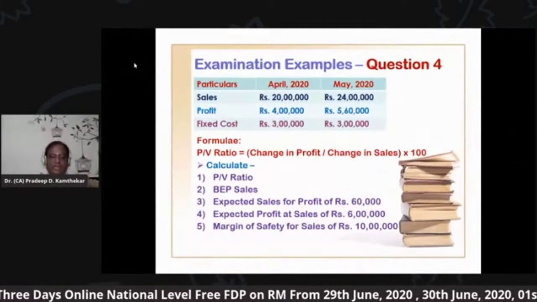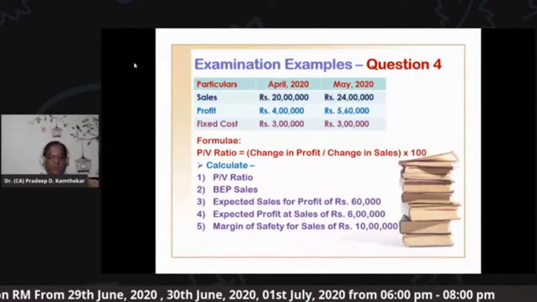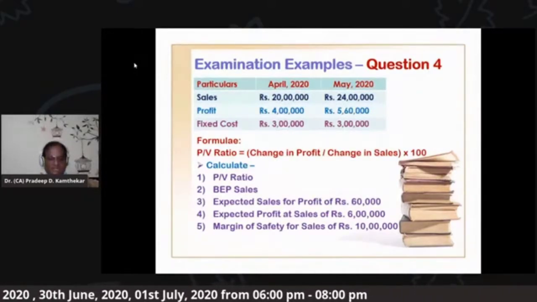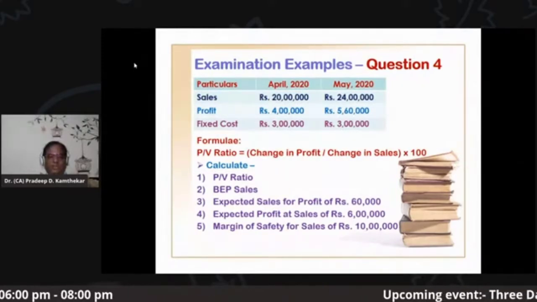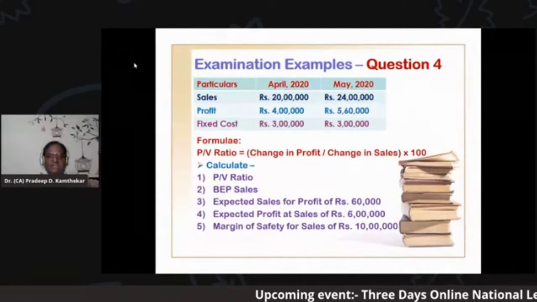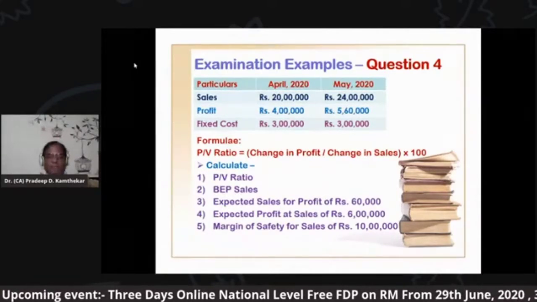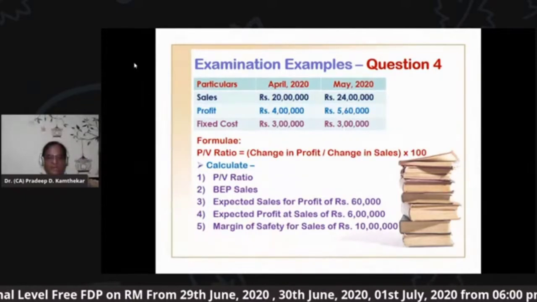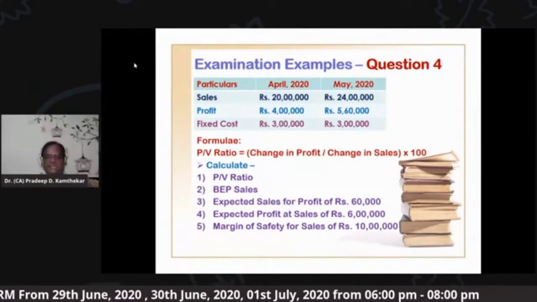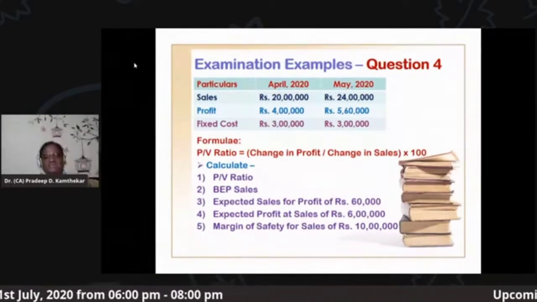So here, friends, you have to understand one more formula, and that formula is whenever we are given profits of two consecutive periods and then sales of two consecutive periods, then PV ratio is always calculated as change in profit divided by change in sales multiplied by 100. Now here you see change in profit is 4 lakhs profit of April has become 5 lakh 60 in May. So profit is increased by 1 lakh 60. This is change in profit.